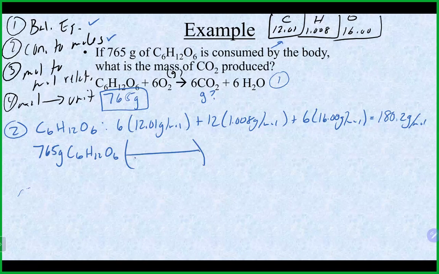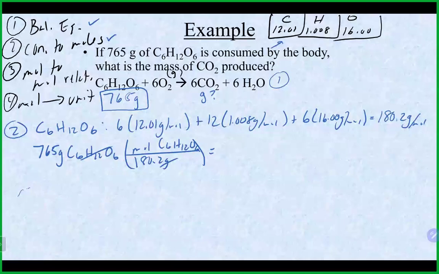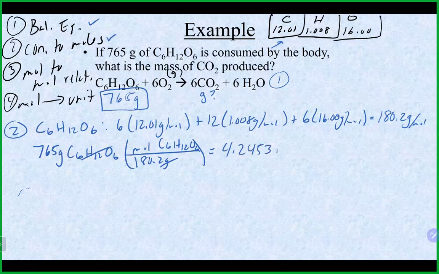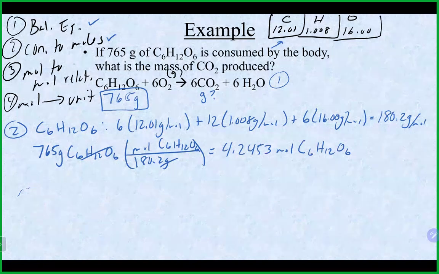Again, grams need to go on the bottom so that they cancel. Moles will go up on top. And again, like I said before, you don't necessarily have to get an answer at this point, but if you did, try not to round too much. So I will get an answer just so we can see each of those steps. And in this case, 4.2453, I'll take it to a few digits, moles of C6H12O6. Again, the purpose of this is really for the third step, and the third step here is the stoichiometry step.